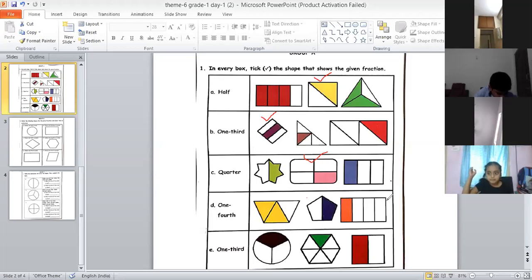Yes, Sai Joshit, please unmute yourself. Yes, ma'am. This is the last option of the fourth question. Tell me, into how many parts have we divided this rectangle? 4. And out of 4, how many are shaded? 1. Out of 4, 1 is shaded. So which fraction is it representing?